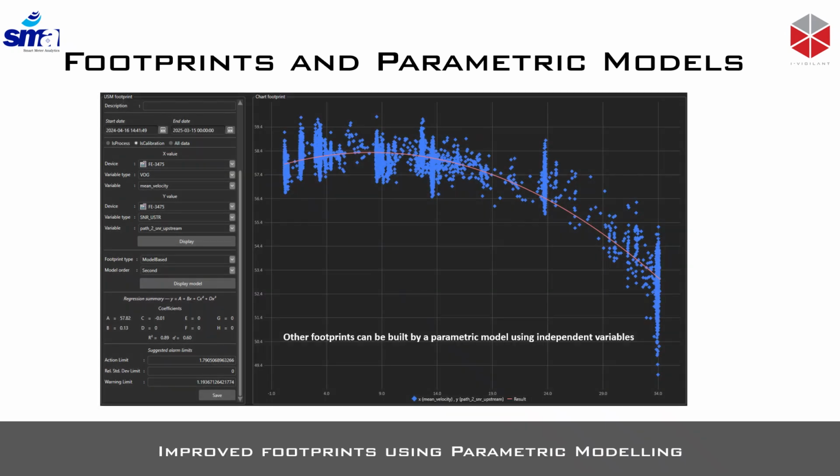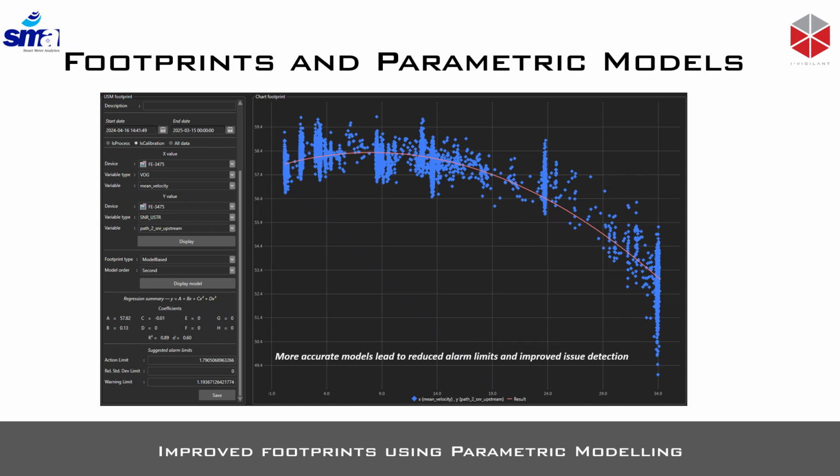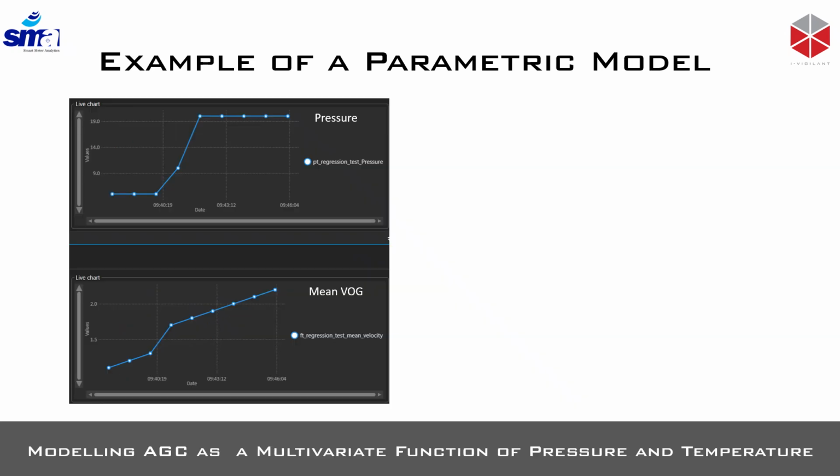The other way of getting a footprint is by building a parametric model using independent variables. We can improve footprints using this parametric modeling. The more accurate the model that we have, the better it will be, because we can then reduce the alarm limit, and therefore we can have better improved detection of issues in the USM. So this is the example of a parametric model.